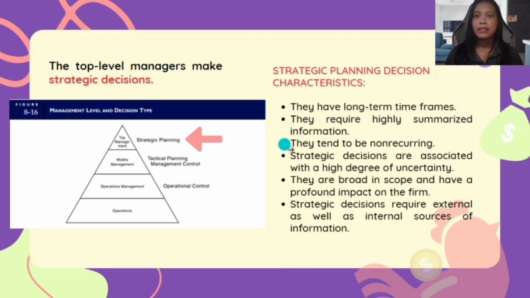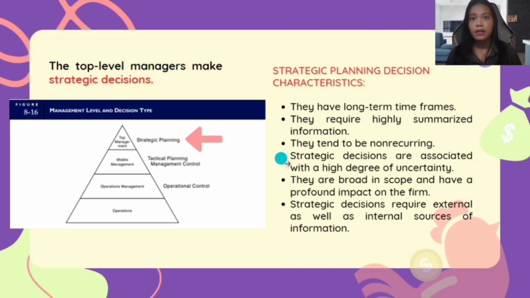Next, strategic planning decisions tend to be non-recurring, meaning strategic decisions are usually one-time events. So as a result, there is little historical information available to support the specific decision. Next is that strategic decisions are associated with a high degree of uncertainty because the decision maker must rely on insights and intuition.